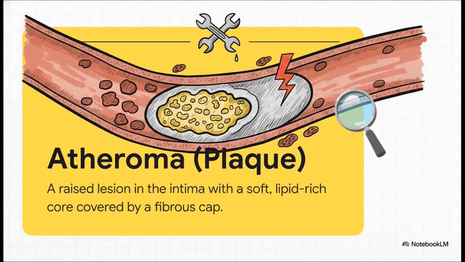So what is atherosclerosis, really? It's the buildup of this specific lesion called an atheroma, or what we commonly call a plaque. The best way to think about it is like gunk building up in a kitchen pipe. It's this raised lump inside the intima, and it's nasty stuff. It has a soft, fatty, lipid-filled core, mostly cholesterol, that's covered by a hard fibrous cap. And this thing grows and grows, blocking the pipe, and worse, it can break.